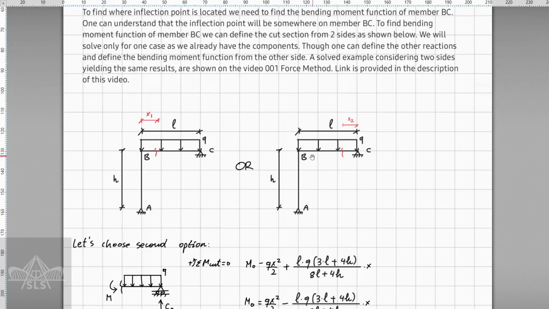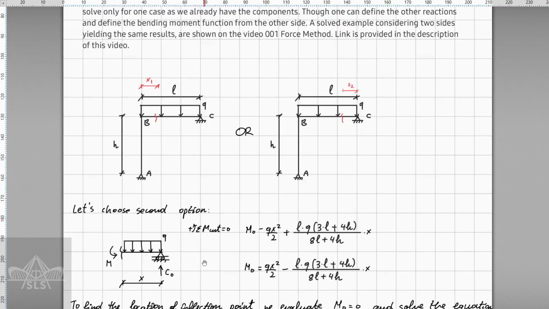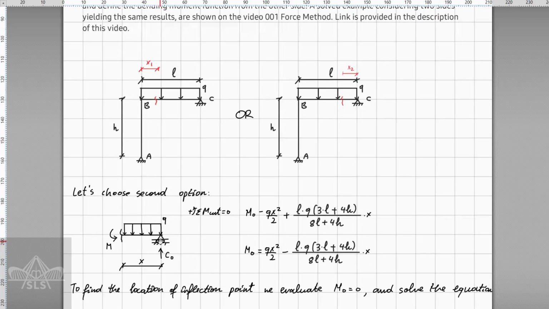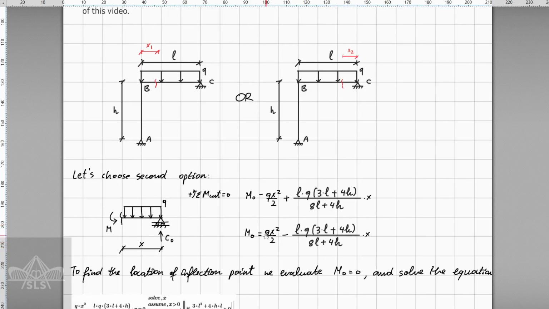So now let's continue with the second option. And now we have the distributed load on top. We have the cut section here. We know everything. And in fact, here it should not be a roller, but basically should be a pin. But now, as we already found the redundant here, it won't affect the bending moment function. So we will have just these two components. So now we take sum of bending moments at the cut equal to 0, and then we obtain that this is going to be the bending moment function for our case.